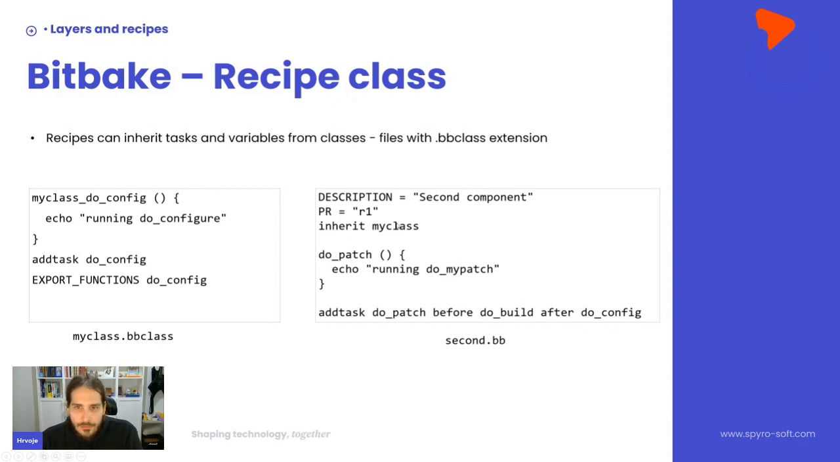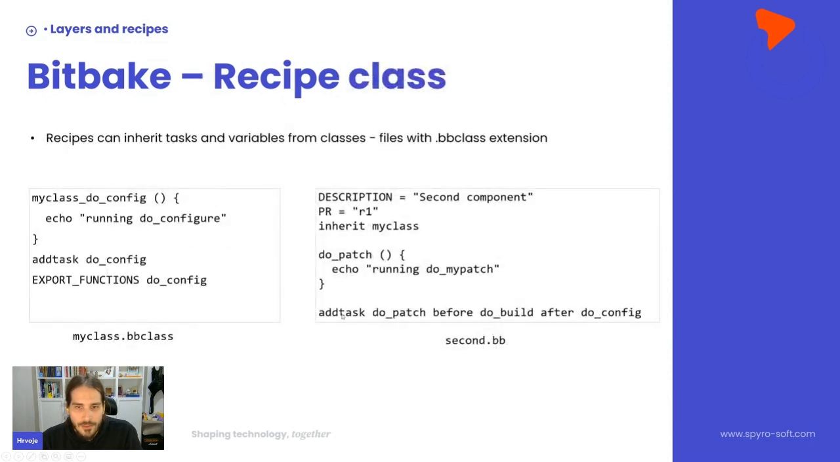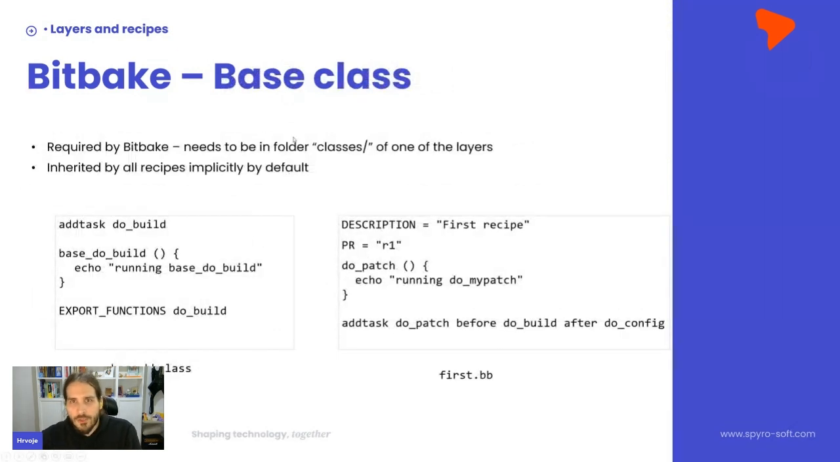Now, as you may notice in the first recipe that I showed, we had this do_build task, which was never actually added to the list of tasks, like here with addtask. That is because we have one special class that BitBake uses. It's called the base class, and it's required by BitBake. So it needs to be located in one of the layers in the classes folder.